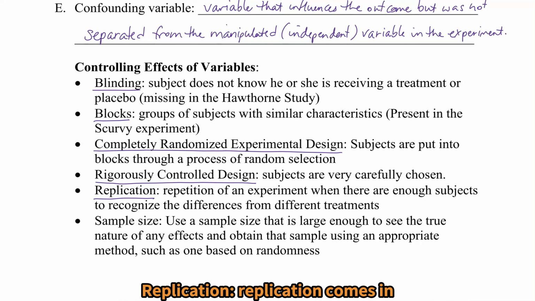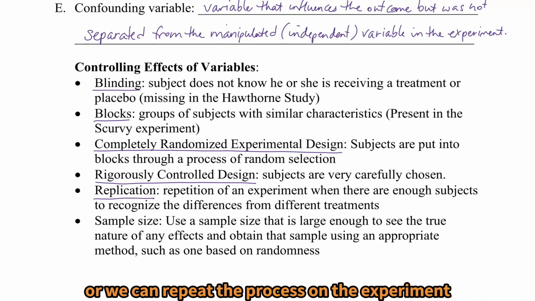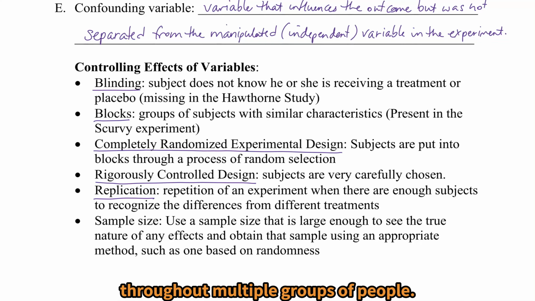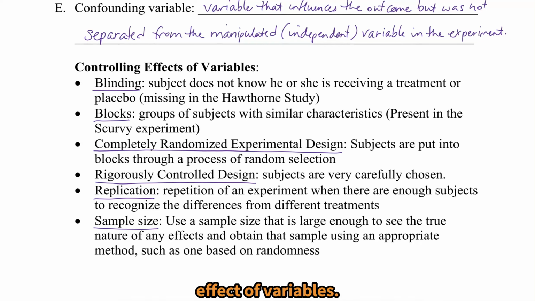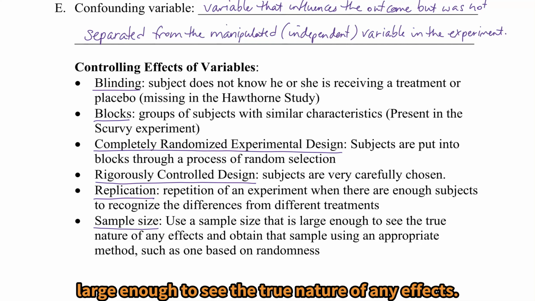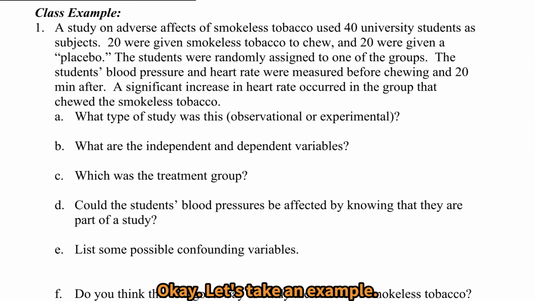Replication comes in when we have possibly a bigger study and we're studying with enough people so that we can replicate different treatments, or we can repeat the process on the experiment throughout multiple groups of people. And then the sample size is a big controlling effect of variables. We need a sample size large enough to see the true nature of any effects, and we obtain that sample based on randomization. Okay, let's take an example.